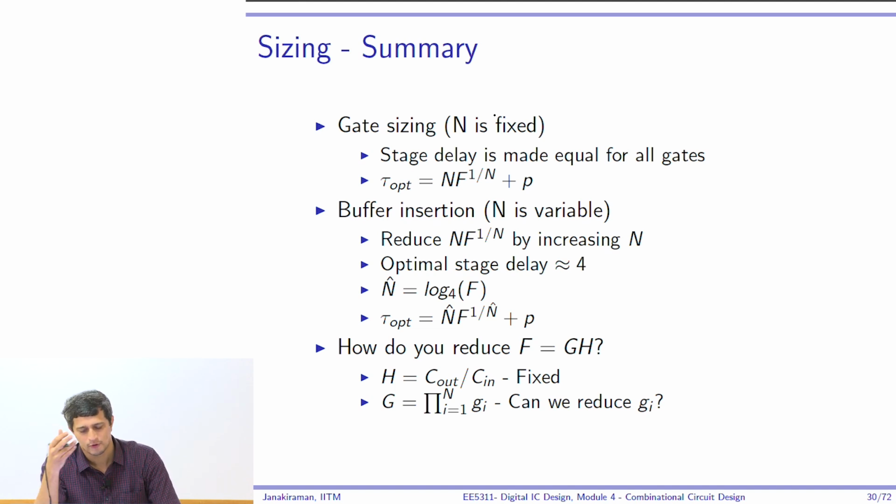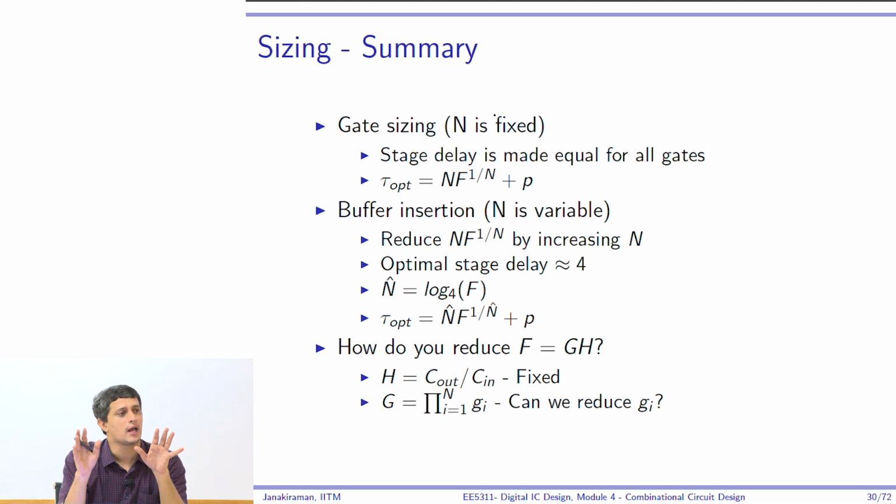Then the optimal delay again is this particular number. It's actually D opt should be n hat f power 1 by n hat plus P plus the inverter delays. Right? So these are two methods in which we have reduced the delay of the circuit or optimized the delay of a path, not a circuit yet. I'll tell you how to do it for a circuit later, though it's not part of the syllabus.